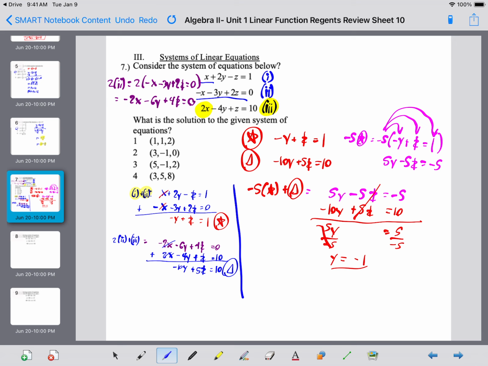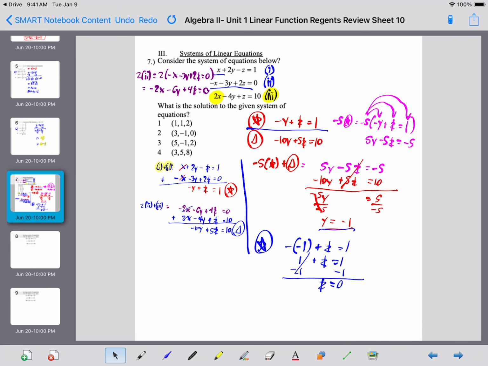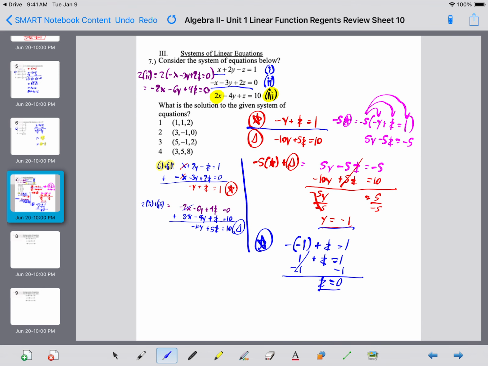From there, you don't have to do elimination anymore. You could just start plugging in. So we're going to plug in y into one of our two variable equations. Let's use star. I'm going to plug in negative 1 for y. I get 0 for z. And now I'm going to plug in into one of the three variable equations. Let's use equation 1.